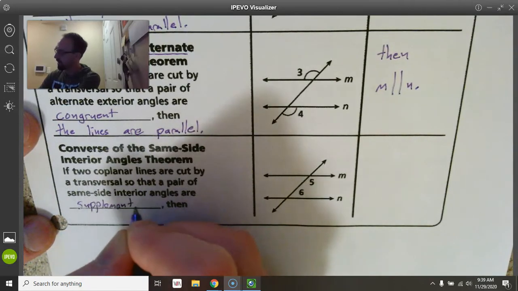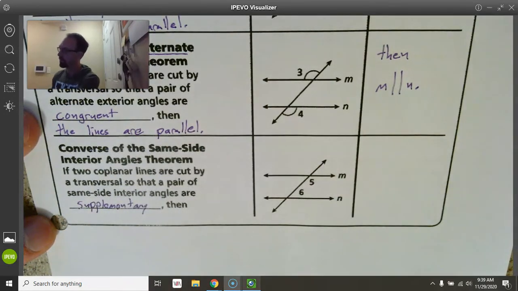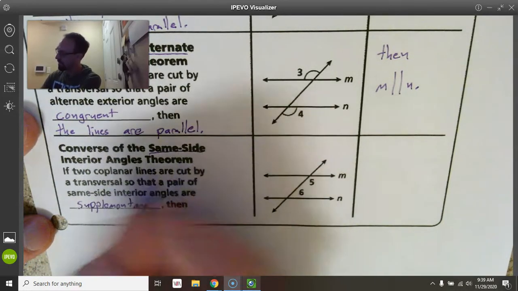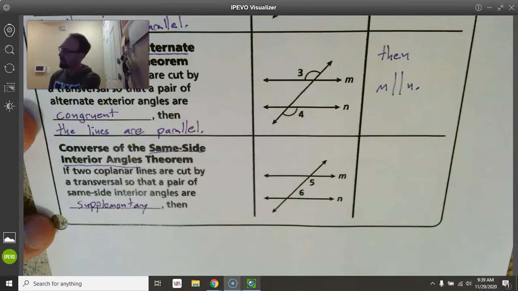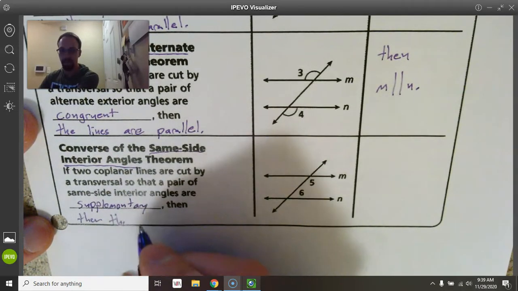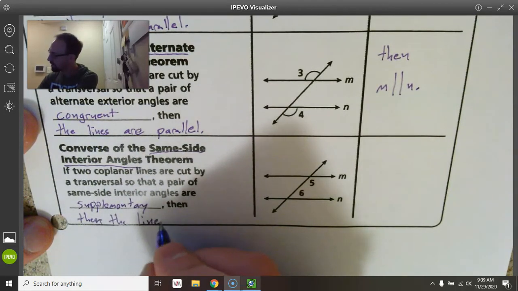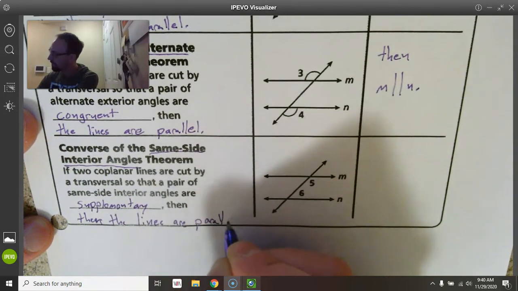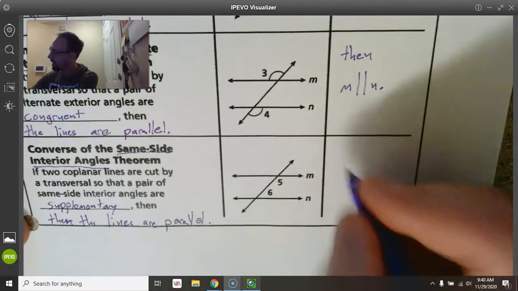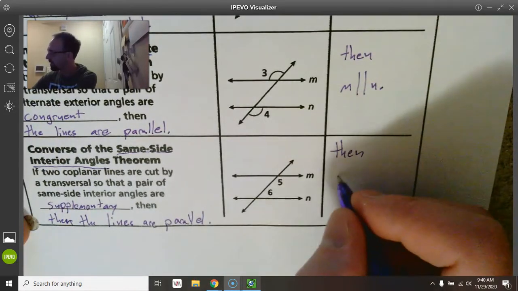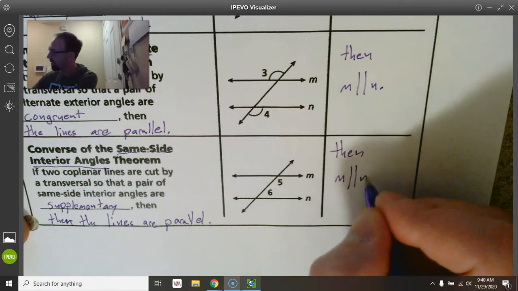So if two coplanar lines are cut by a transversal so that a pair of same side interior angles are supplementary, then the lines are parallel. So if this is true, then M is parallel to N.